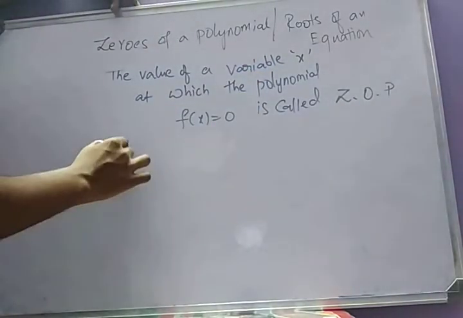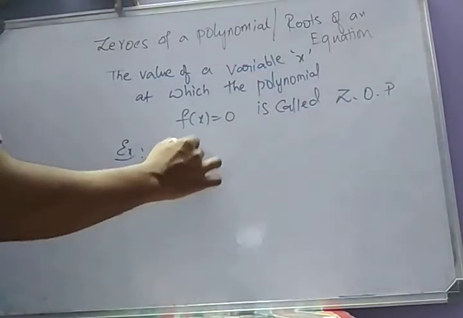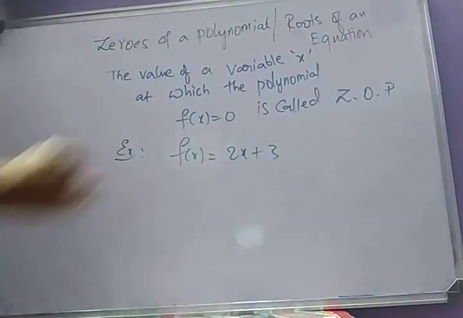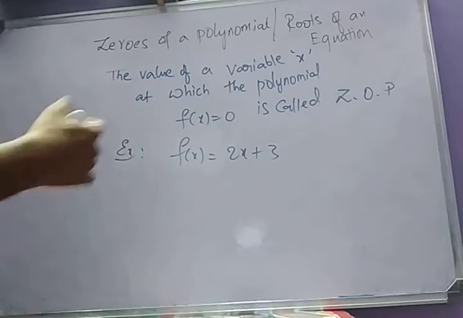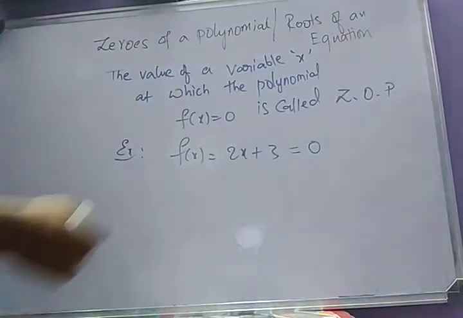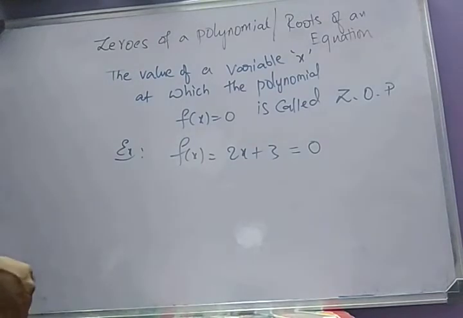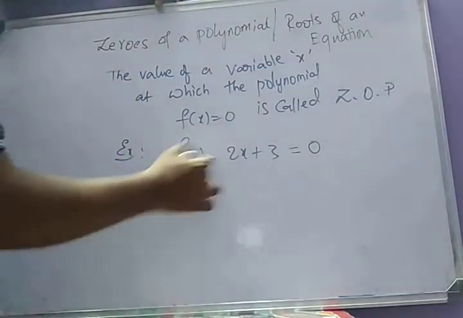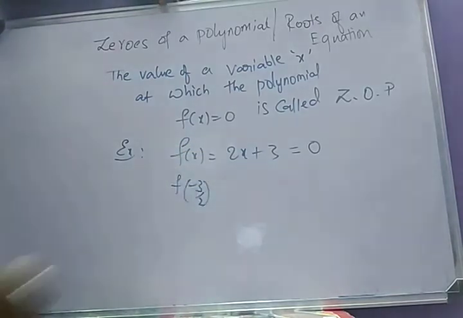Let us see an example. Consider a polynomial 2x plus 3. What number should I substitute in place of x so that this value is equal to 0? You can go with the trial and error method. After some seconds you can easily guess that in place of x, if you take the number minus 3 by 2, then what happens?